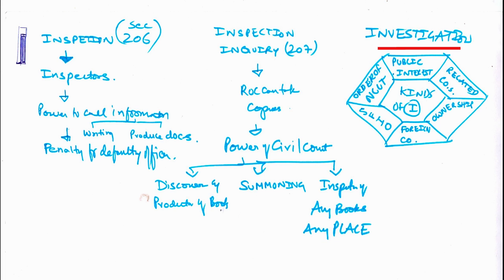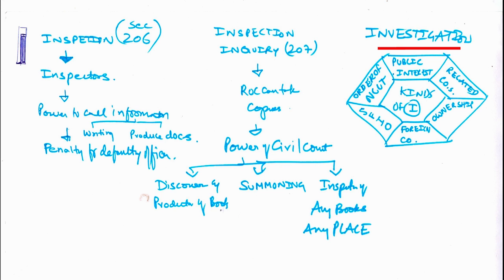Please understand, first is inspection, after inspection is inquiry, after inquiry is investigation. This is very important for you to understand. So now we will come to investigation. In brief, what are the kinds of investigation? The first kind of investigation is by order of the NCLT, that is, the National Company Law Tribunal can order an investigation of any company. That is the first type.